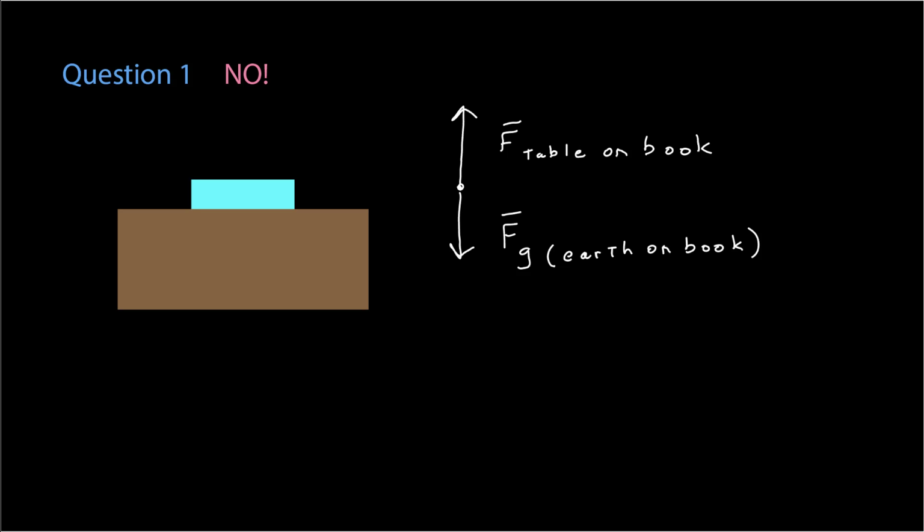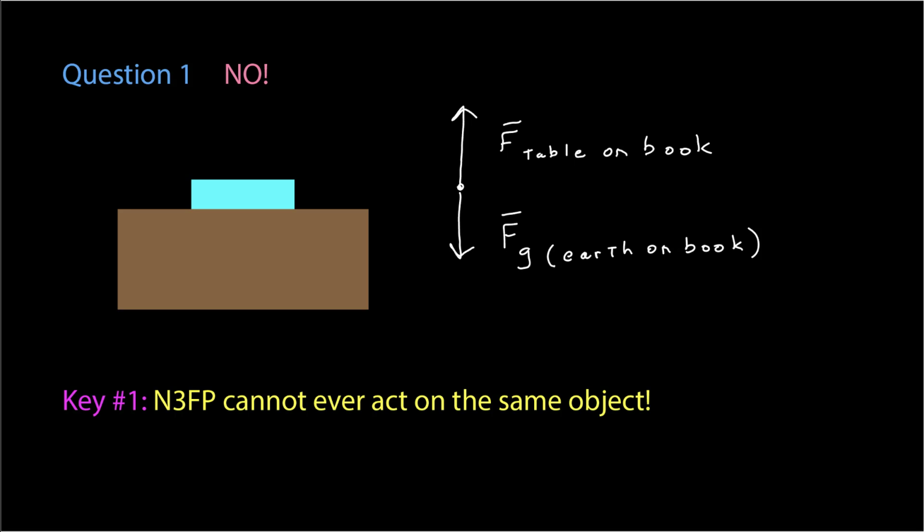So the answer to the first question was no. They are not Newton's third law force pairs. Let's take a look. So we have a book on a table, and there are two forces acting on that book. There's the force of the table on the book, it points up, and there's a force due to gravity of the earth on the book, and that force is down. These forces are equal in magnitude, they are opposite directions, but they are not a Newton's third law force pair. Any two forces can be equal in magnitude and opposite in direction, but that doesn't necessarily make them a Newton's third law force pair.